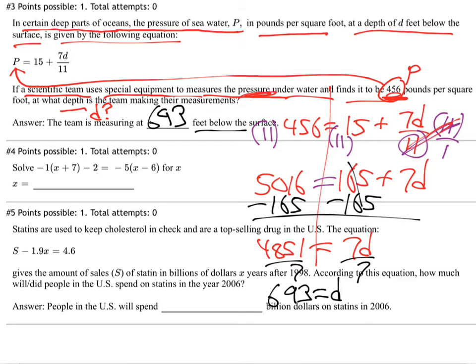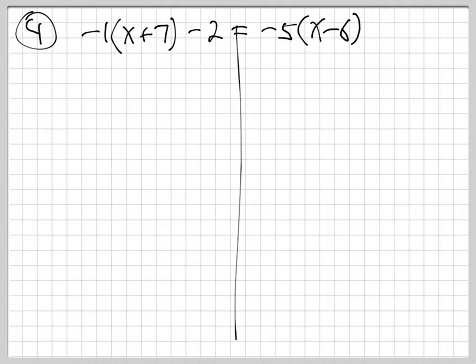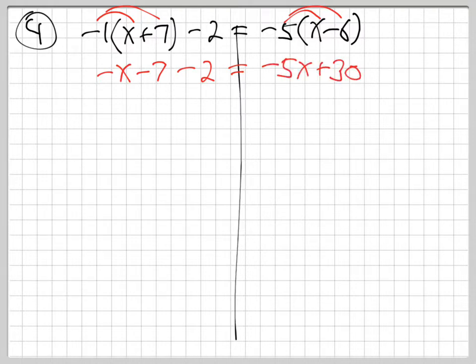All right, let's try number 4. We'll get it on a fresh screen here. There's room to do it. Minus 1 times x plus 7 minus 2 equals minus 5 times x minus 6. Okay, so here we have the wall. So we've got parentheses. You know what that means? Distribute through those. Minus x minus 7 minus 2, and then the minus 5 minus 5x plus 30. And this is minus x minus 9, right? These two combine to be minus 9.